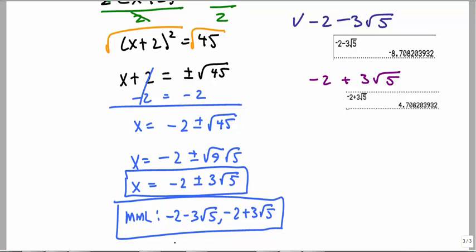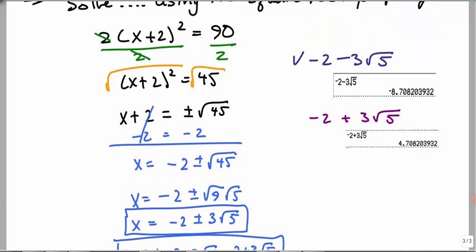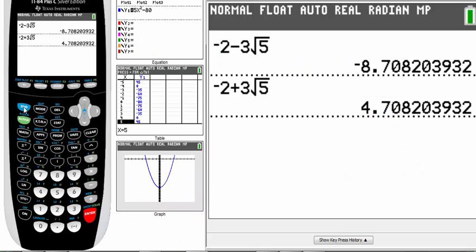So again, we want to graph this equation, and when we graph this equation it has to be set equal to 0. So my original was 2 times the quantity x plus 2 quantity squared equal 90, but I need to subtract 90 and get it set equal to 0 before I can graph it. So let's again jump back to your calculator.